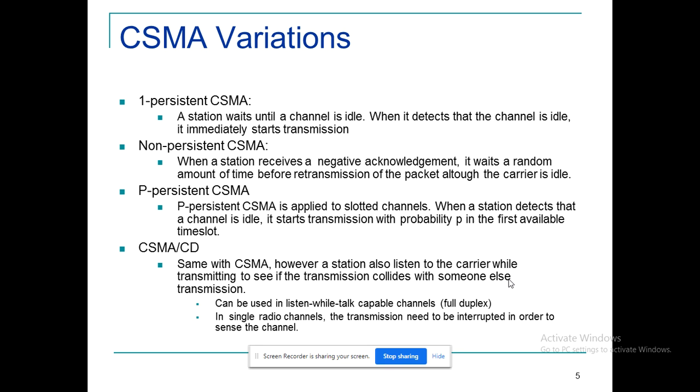One persistent CSMA, right? If the channel is idle, it will go for transmission. That's all. Non-persistent CSMA, whenever it receives a negative acknowledgement, the station, base station, will wait for a random amount of time, then it will go for retransmission. P persistent, it will calculate the probability. What is P actually? P plus Q equal to 1. So P equal to 1 minus Q. That P represents probability. So based upon the probability, it will go for its transmission.